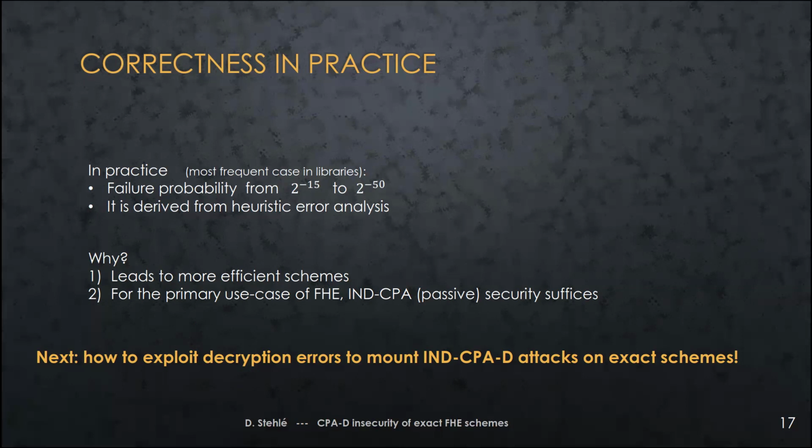Is this failure probability the variance? Does it depend on the scheme we use or the number of times we evaluate the ciphertext? That's a good point. The 2 to the minus 15 is quite large, I find. I've seen it only once for some variant of TFHE. 2 to the minus 50 is quite small compared to most libraries. I would say usually it's around 2 to the minus 40, 2 to the minus 35, this kind of values.